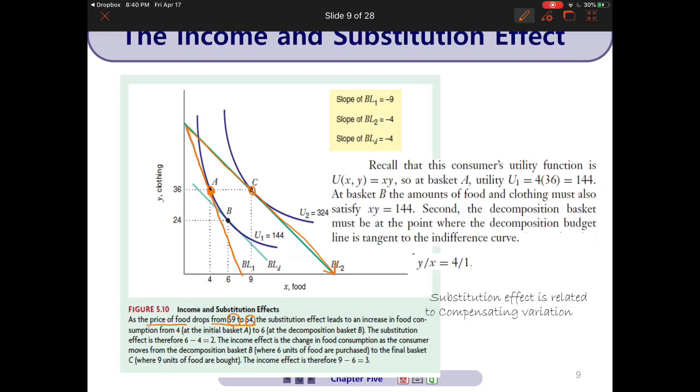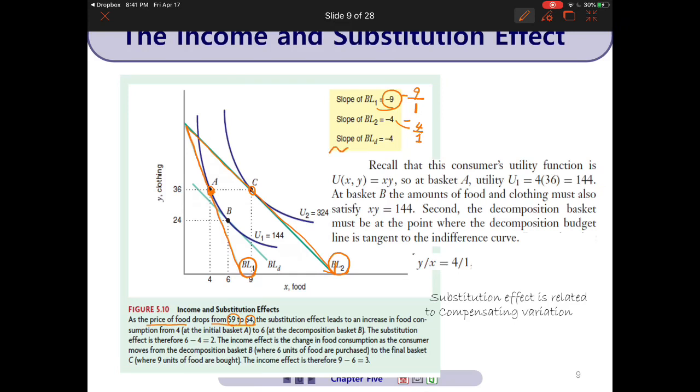And the slope of the budget line at the beginning was minus 9. That was Px divided by Py, 1. What about here? Px, now 4, divided by the same price of good Y, which is 1, with a negative sign. So this is budget line 2, this is budget line 1.